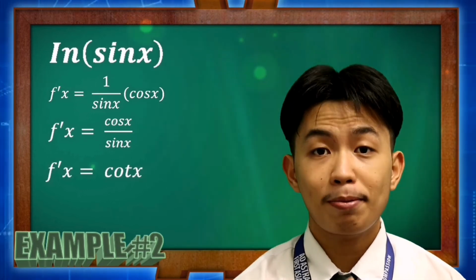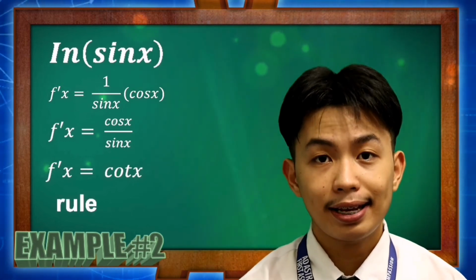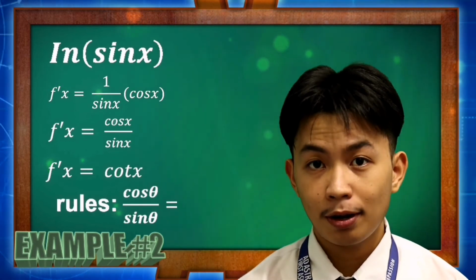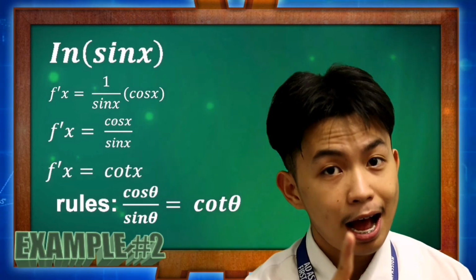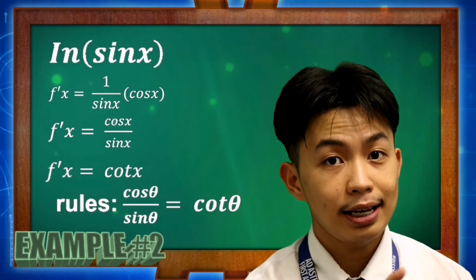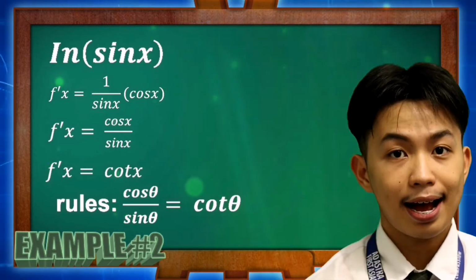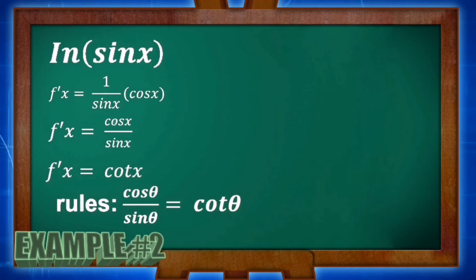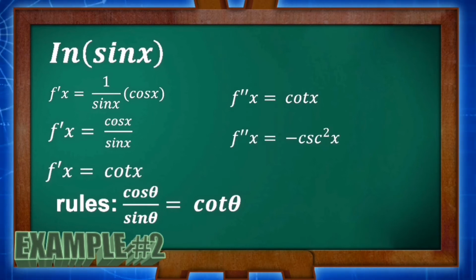Guys, we need to remember the quotient identity in trigonometric functions, which is cosine theta over sine theta is equal to cotangent theta. For our second derivative, just simply find the derivative of cotangent x. The answer will be negative CSC squared x. So our second derivative answer will be negative CSC squared x.